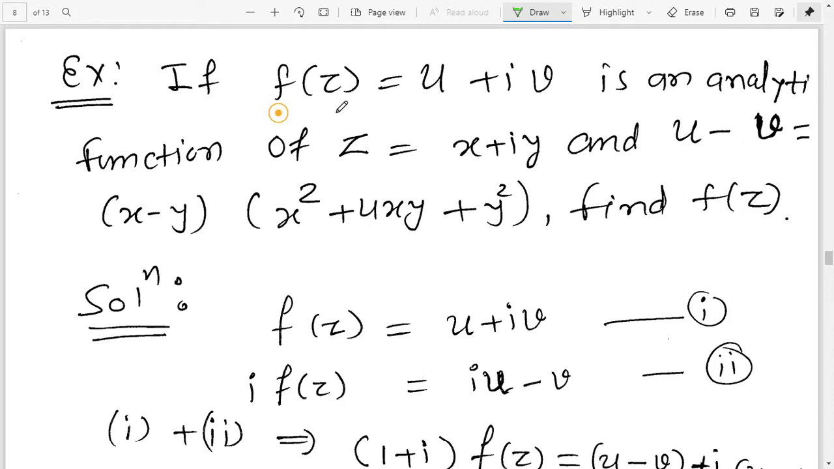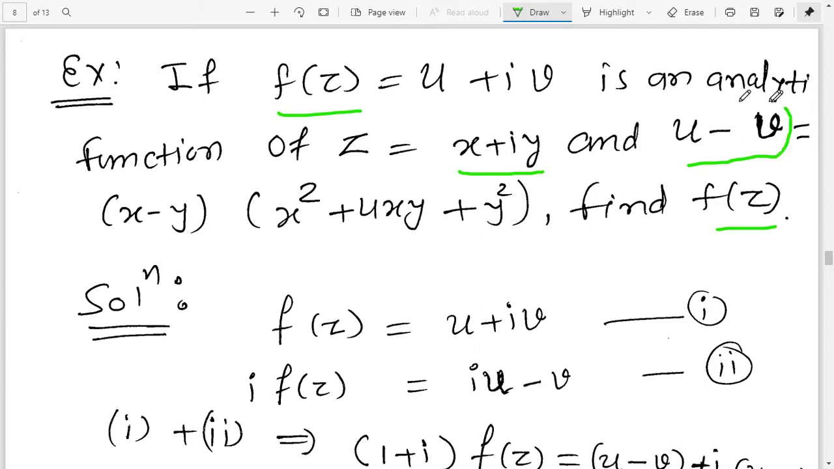Example: if f(z) = u + iv is an analytic function of z, where z = x + iy, and u − v is given as (x − y)(x² + 4xy + y²), find f(z). This example is a little different. We are given u − v and we have to find the analytic function f(z).